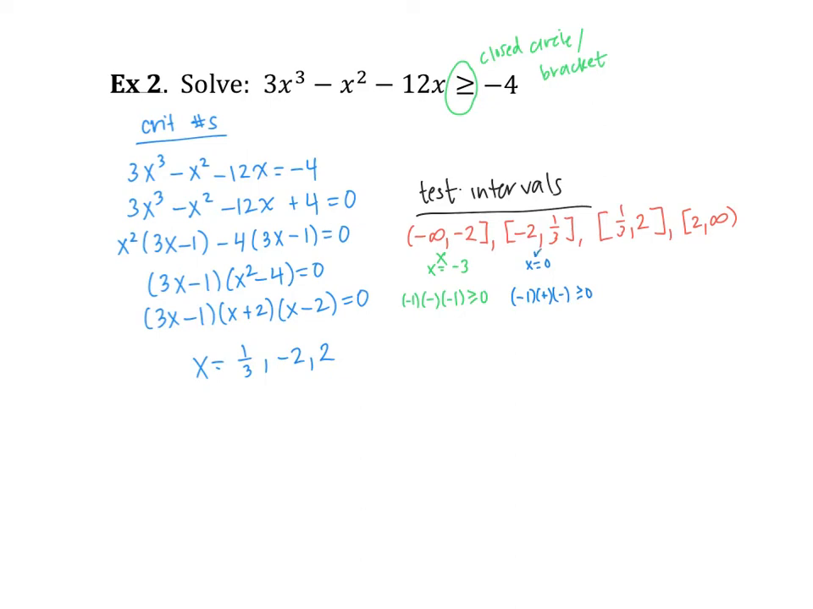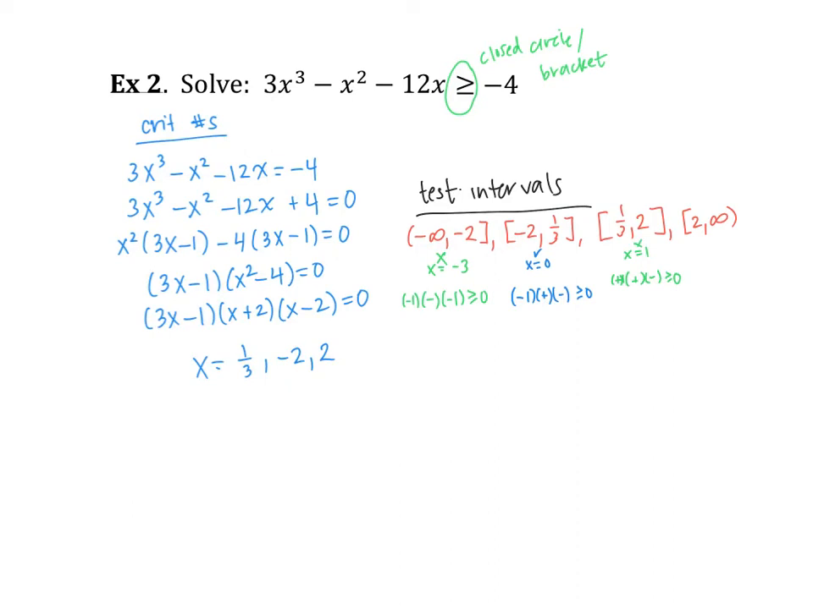Okay, between 1/3 and 2, I'm going to pick 1 because I'm trying to do easy ones. If I plug it in factored form, 3 times 1 minus 1 is going to be a positive. 1 plus 2 is positive. 1 minus 2 is negative. So will that be greater or equal to 0? No.